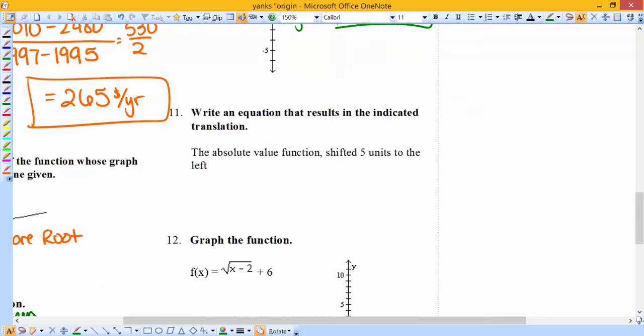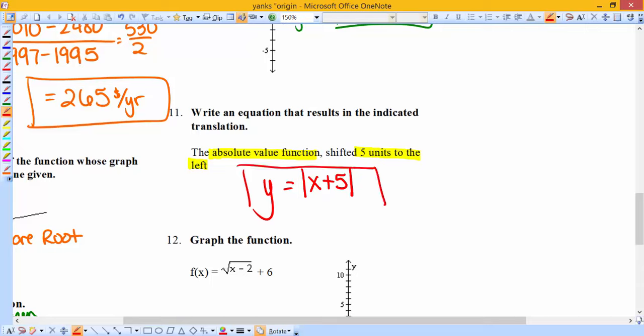All right, number 11. Write the equation for the absolute value function. So it's telling us it's the absolute value function shifted 5 to the left. Well, 5 to the left means I'm actually going to have the absolute value with the positive 5 inside. So there's my equation for the absolute value function. If it was up or down 5, then it would be on the outside of the absolute value.